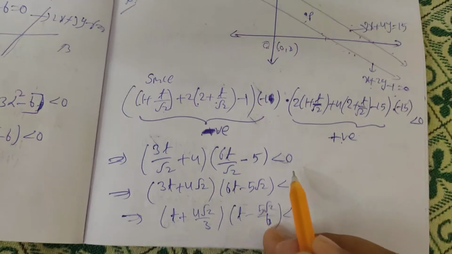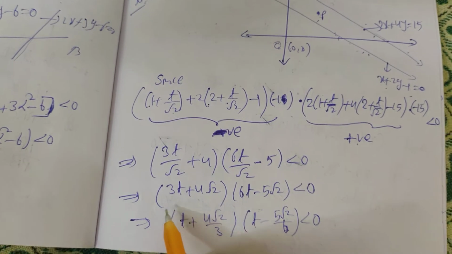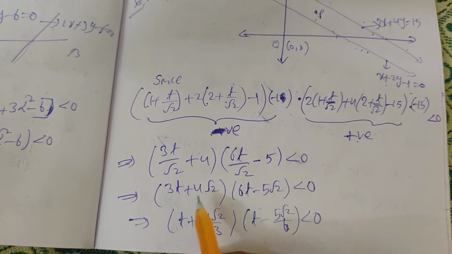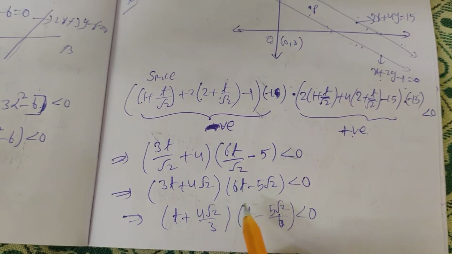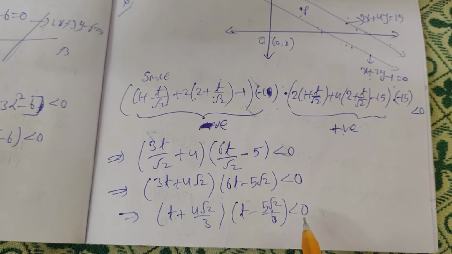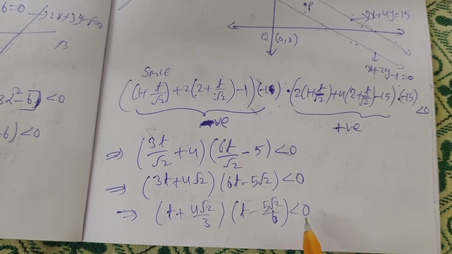That is 0 into 2, that gives 0 only. So now take 3 common here, 6 common here. So (t plus 4 root 2) by 3 and here 6 common, (t minus 5 root 2) by 6. 3 sixes are 18; 18 also transposes to this side. That is negative only. That is less than 0.